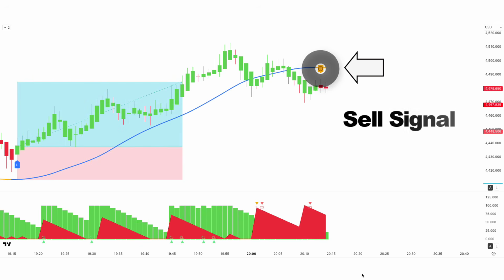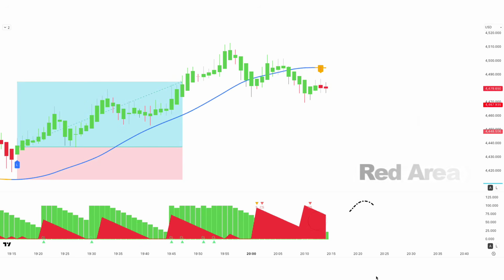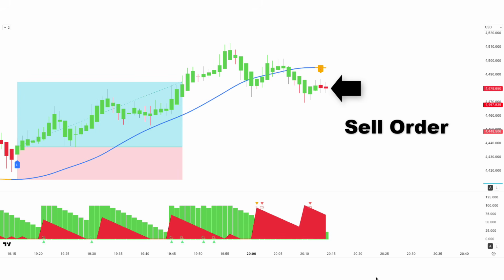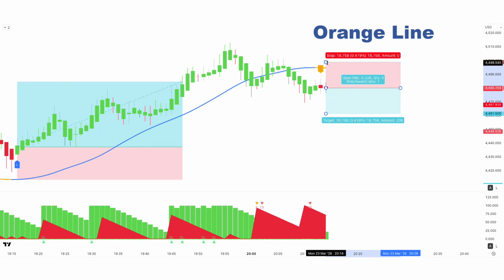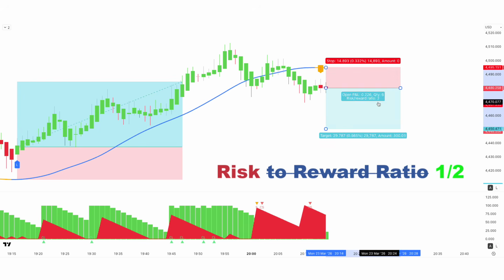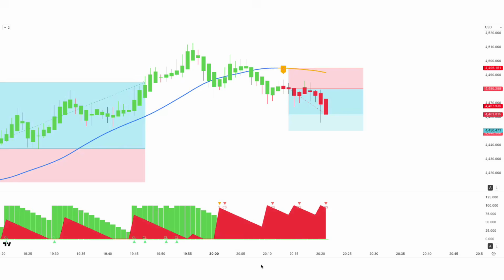Here, the PA Adaptive Hull Parabolic label down of this indicator is a sell signal. Here, the Arun indicator red area. Here, the market has made a bearish candle to give confirmation. So all our conditions are being fulfilled, so we are placing an order to sell. Our stop loss is to be placed at the orange line, and the risk to reward ratio will be 1:2. Let's see what happens to our trade.